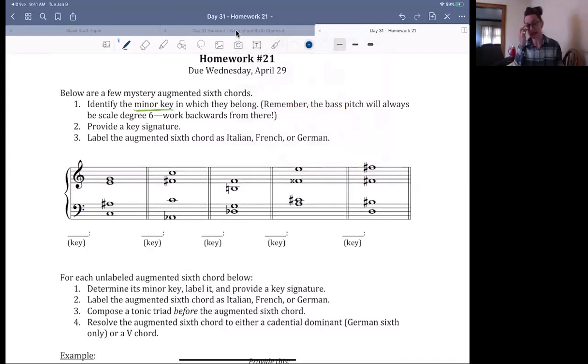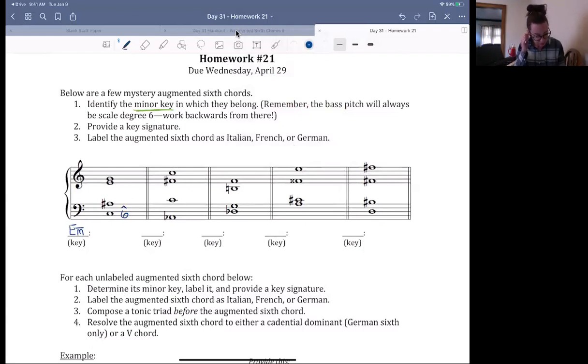So let's take this first one then. You've got C in the bass. You're in a minor key. Bunches of ways to do this, but if C is scale degree 6, probably the easiest way to find the key is just go up by a major third, right? And that will give you your tonic. That will give you scale degree 1. So C up a major third for scale degree 1 gives you E. You are in the key of E minor.